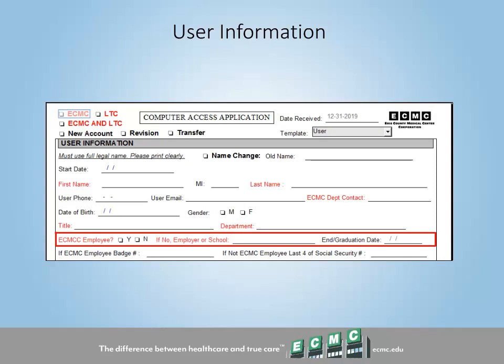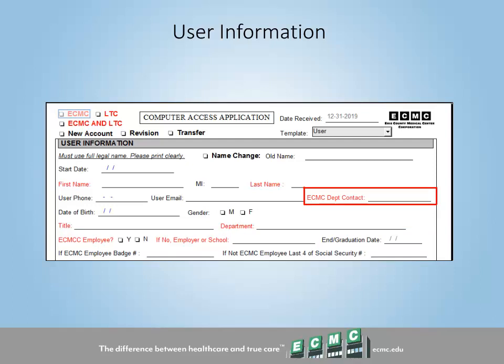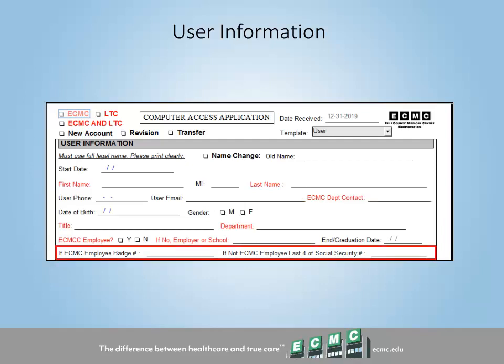If the user is not an employee, specify the employer or school of the user. The ECMC department contact provided here will receive the completed access form with passwords from the accounts team once completed. Complete the ECMC employee badge number if the user is an ECMC employee, or the last four of the Social Security number if the user is not an employee of ECMC.